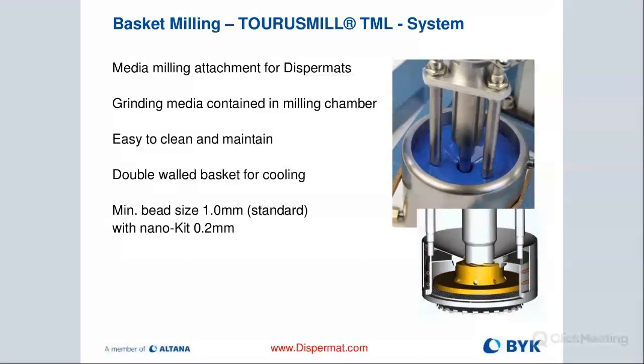We call it our basket mill system. If we want to go lower, then we really need to use either a horizontal media mill or a vertical bead mill. You can see cooling is very important because of all the energy we are putting in. So we have here a double-walled milling chamber, and these bars right here are actually cooling lines as well. So we have water or coolant in, going through the basket all around, and then coming back up the other way. Therefore, we always maintain really good temperature inside of our milling basket.